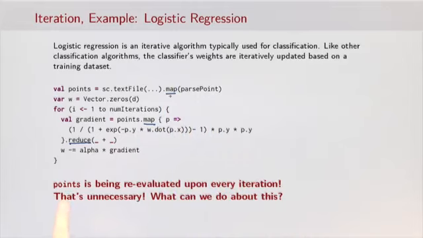If we have 30 iterations, we're reevaluating points 30 times. That's completely unnecessary. We shouldn't have to do that. That's a lot of extra work that we don't want to be doing right now. It would be much better if we could create this points RDD, leave it sitting in memory because we know that's faster, and then reuse it on every iteration. Instead, what we're doing is recomputing it on every iteration, which is surely very expensive.